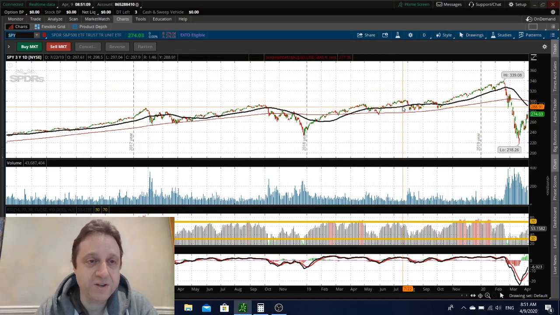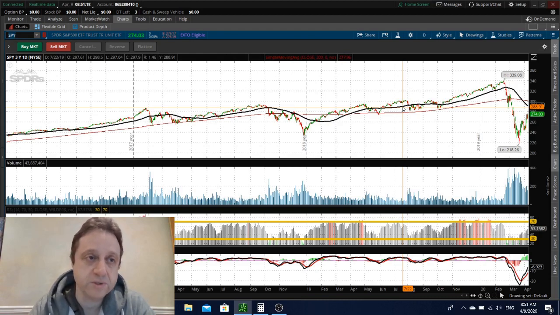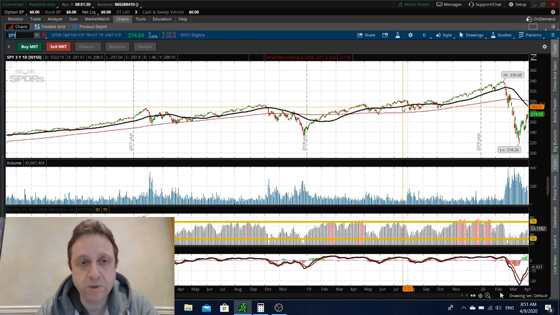Futures are higher actually after the jobless claims number came out and it was not so good, 6.6 million jobless claims. And it was, I believe, like 5.4 million expected. But at the same time, the Fed came out and unveiled its $2.3 trillion program to support the American economy. And that was good news for the market. So in general, the markets are jumping higher.